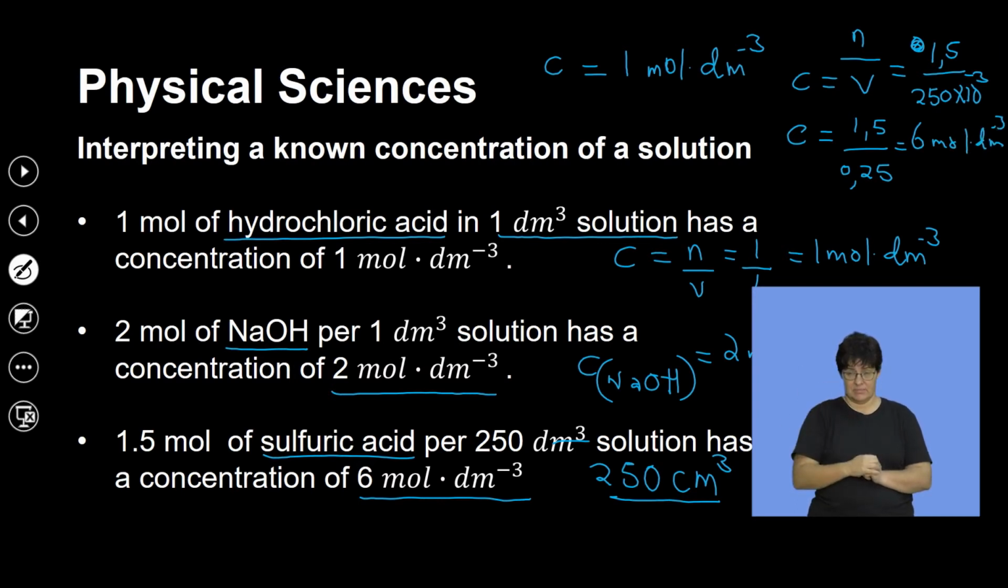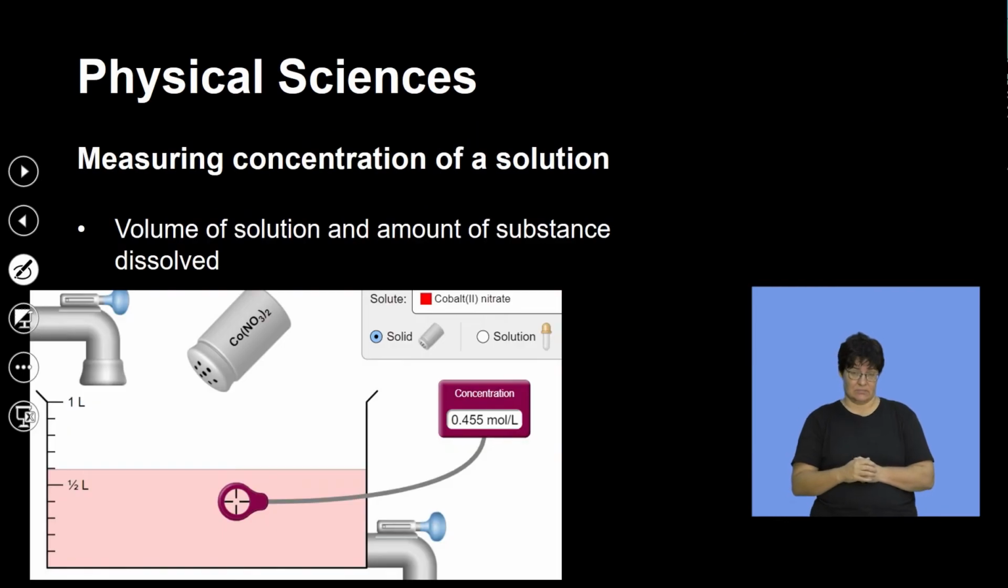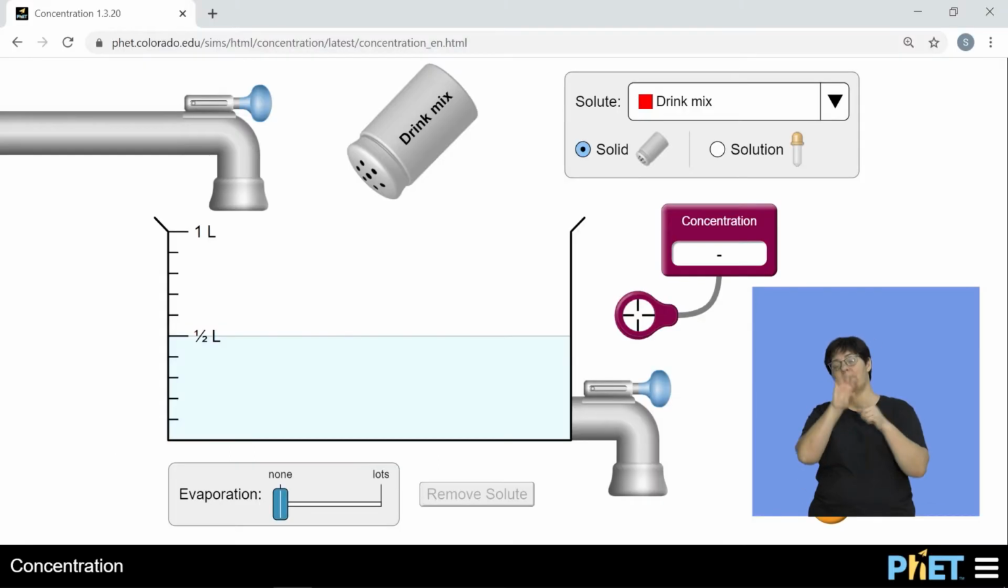So what does this mean? It means per unit volume of that solution, there are 6 moles of the solute. That's the interpretation, right? Now let's focus our attention on measuring the concentration of a solution. We'll draw our attention to a simulation that's going to give us an idea as to how we actually do that. So we'll start with a simple example.